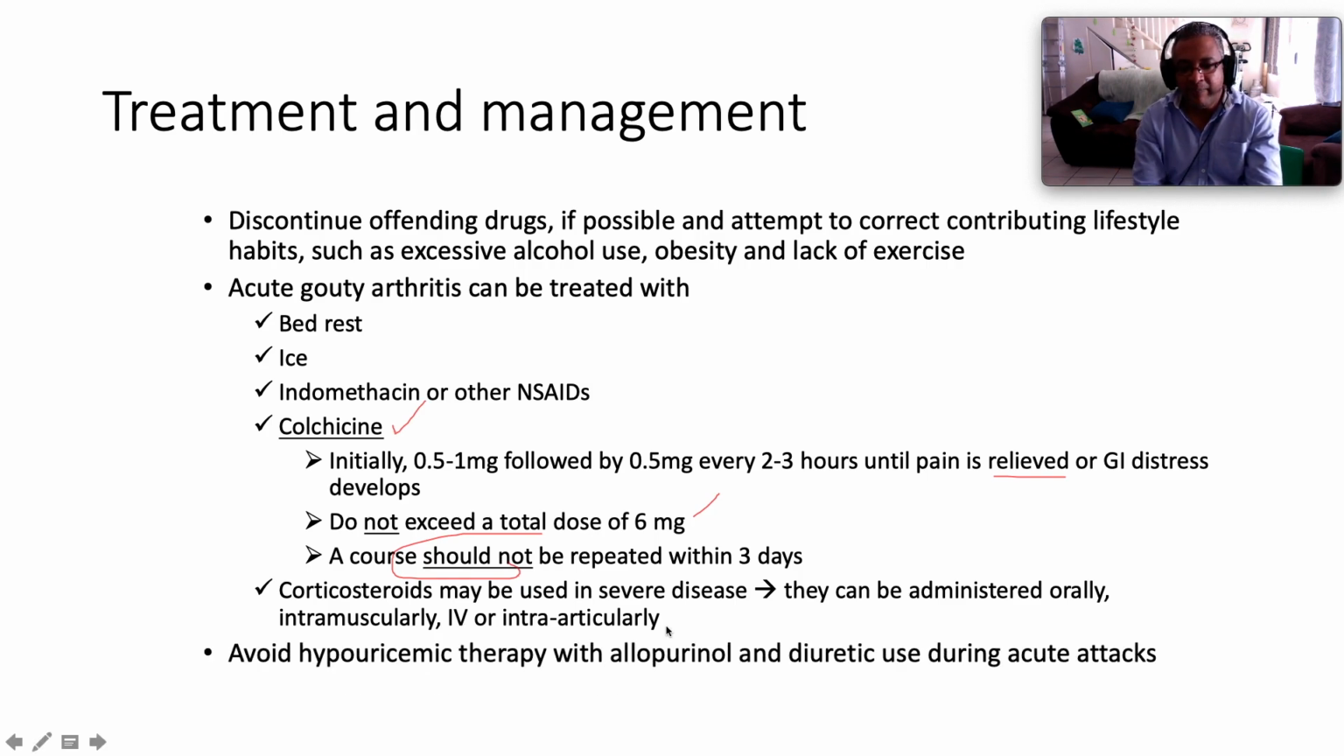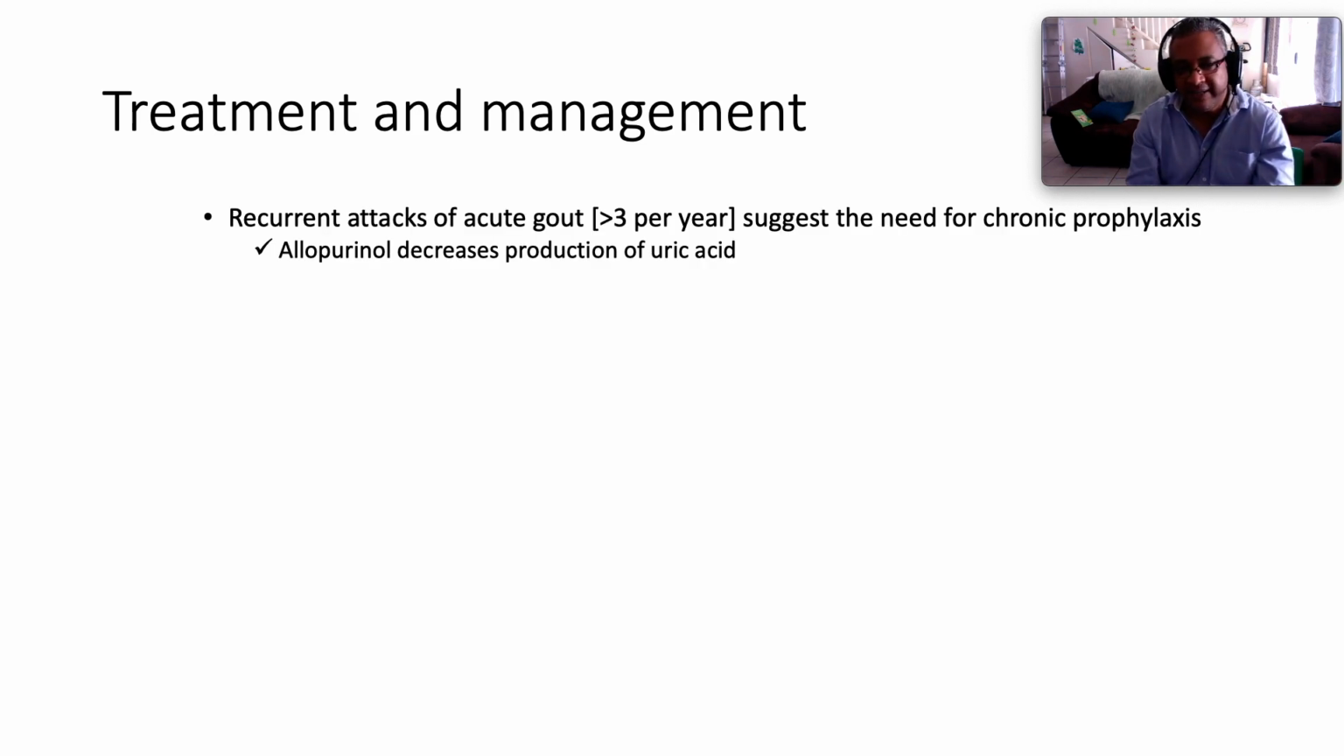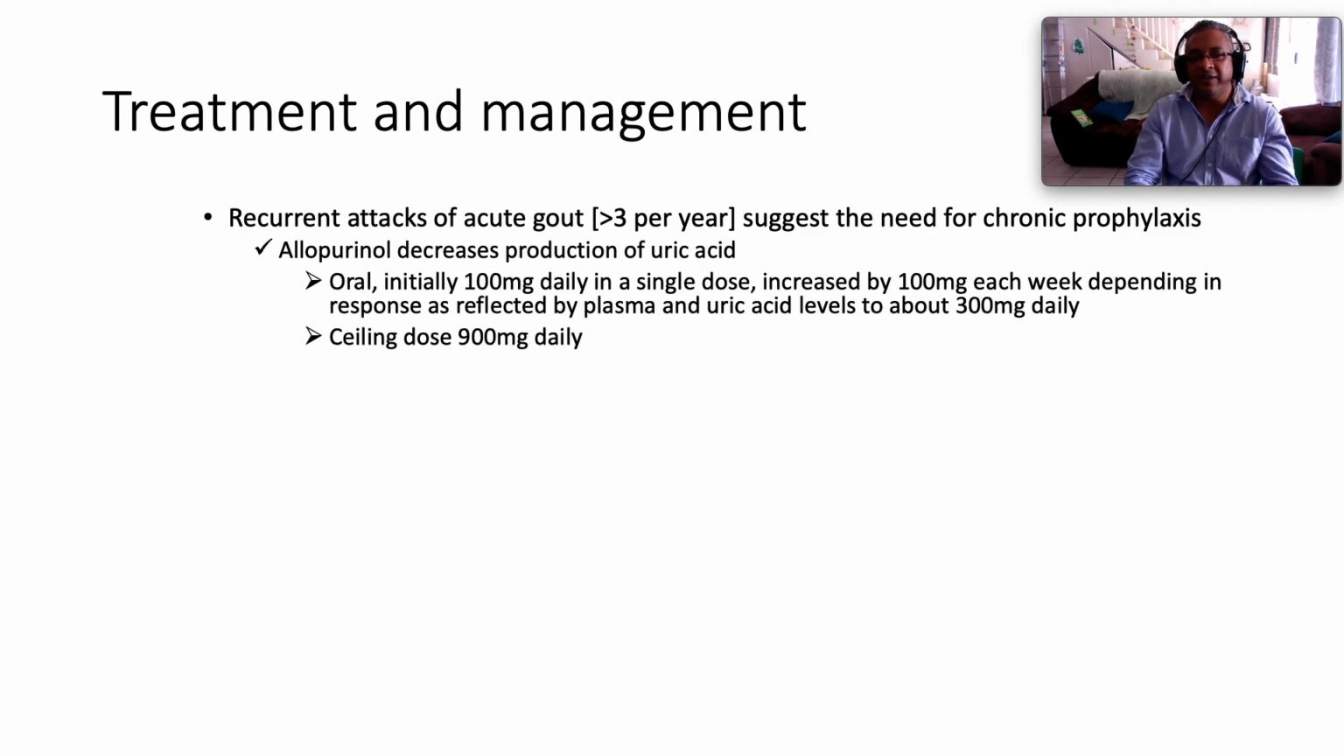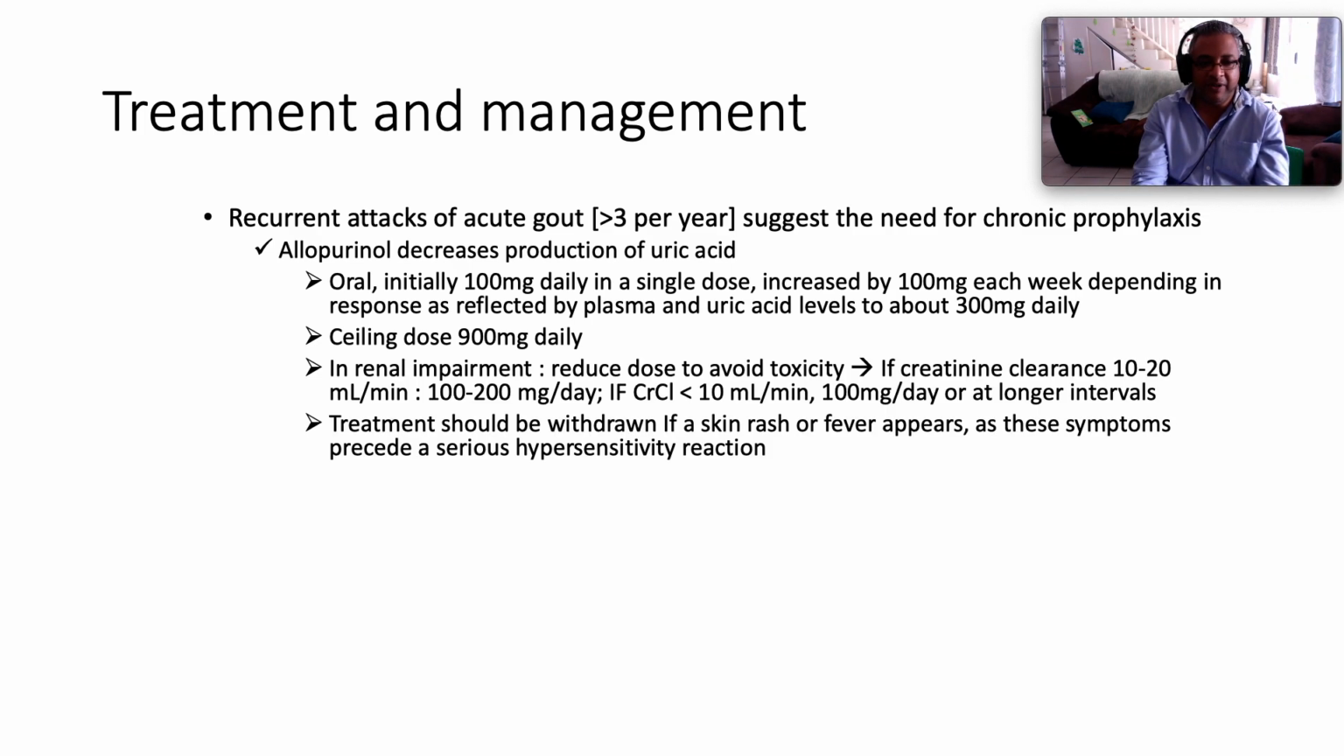Right? Avoid hypouricemic therapy with allopurinol and diuretic use during acute attacks. You want to treat the inflammation first and then reduce the uric acid level. Okay. Recurrent attacks of acute gout, being more than 3 episodes per year, suggest the need for chronic prophylaxis. Right? Allopurinol, as we said, decreases production of uric acid. The dose orally initially is 100 milligram daily as a single dose. You can uptitrate by 100 milligrams weekly, depending on the response as reflected by plasma uric acid levels. The normal dose we give is about 300 milligram daily, up to a ceiling dose of 900 milligram daily, right?